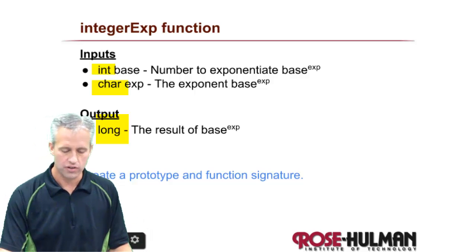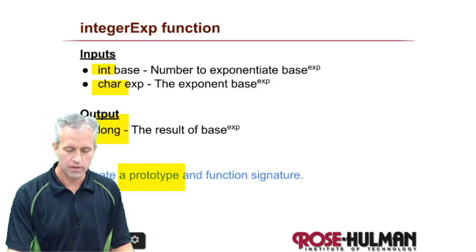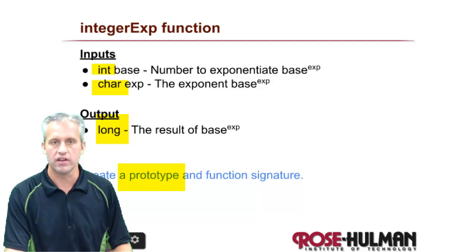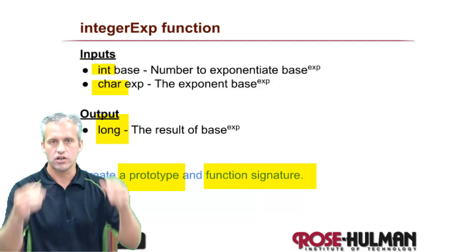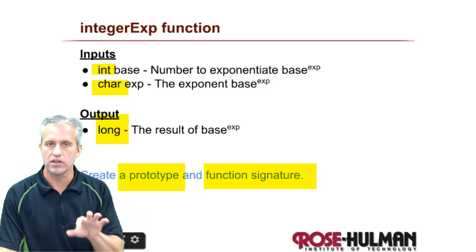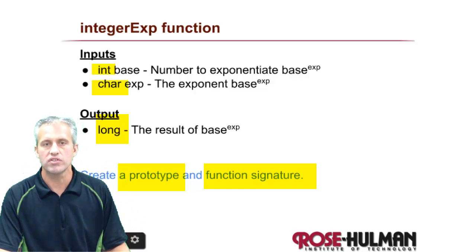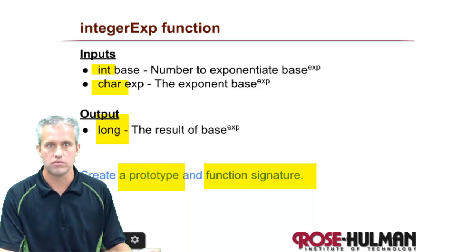Here's what I would like for you to do. Do two things. Create a prototype, up at the top, called integer exp, and then make the function signature, which is the part down below. You don't need to write the function body yet. So just go see if you can do those two things. Should be 2 or 3 lines of code, and then we'll get back together.